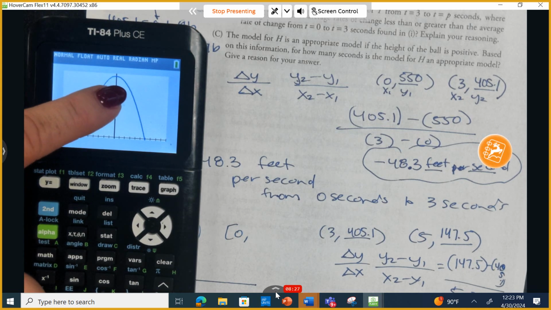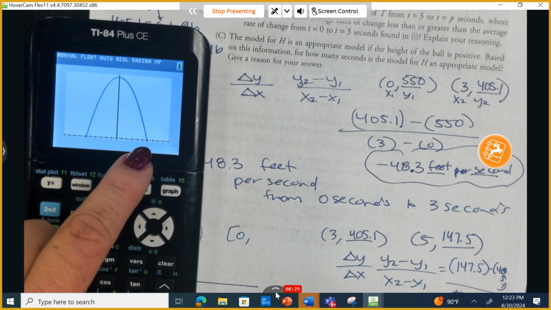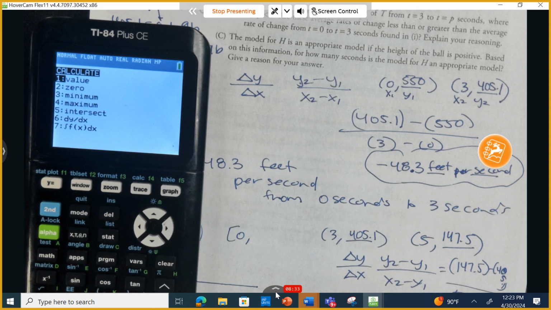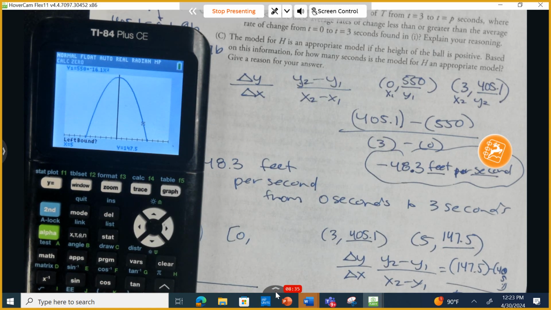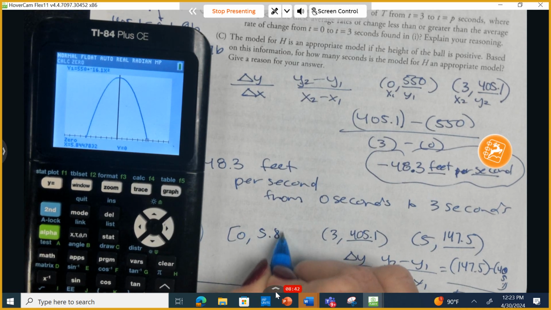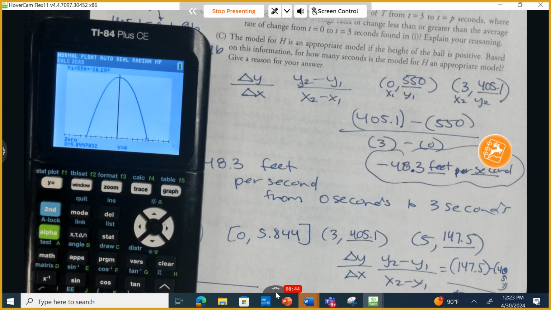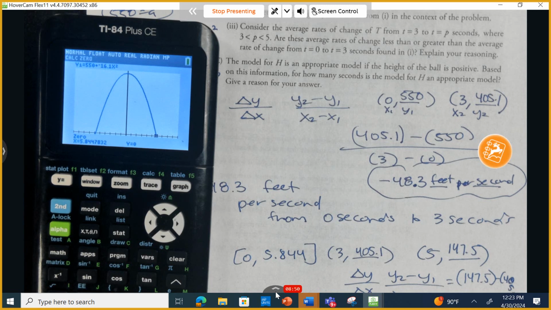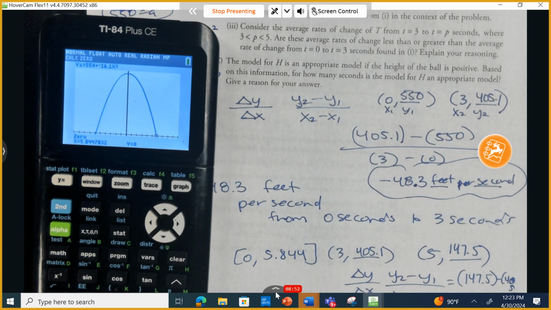It's coming right here, correct? Do you agree it ends right here because we know the ball doesn't go into the ground? So I need to find this 0. So go second trace in your calculator. Second trace 0. I know it's between, we're just going to say 3 to 6, somewhere in there. And let's get an exact amount. 5.844, something like that. So the appropriate model for this function will go between 0 and 5.844. Why? That's when the ball hits the ground. We know the ball is not going to go beneath the ground.